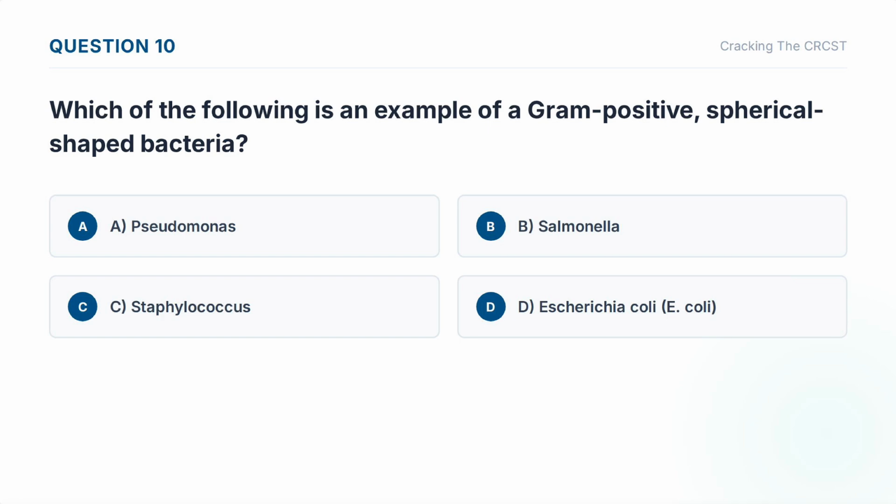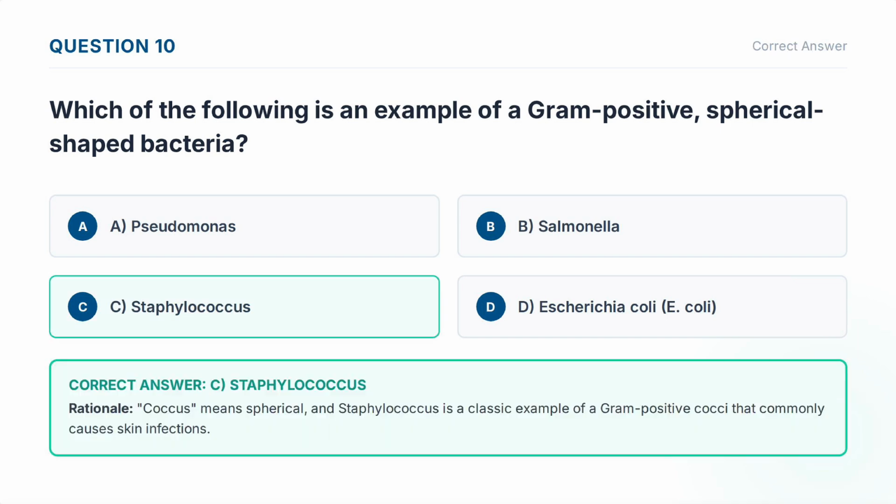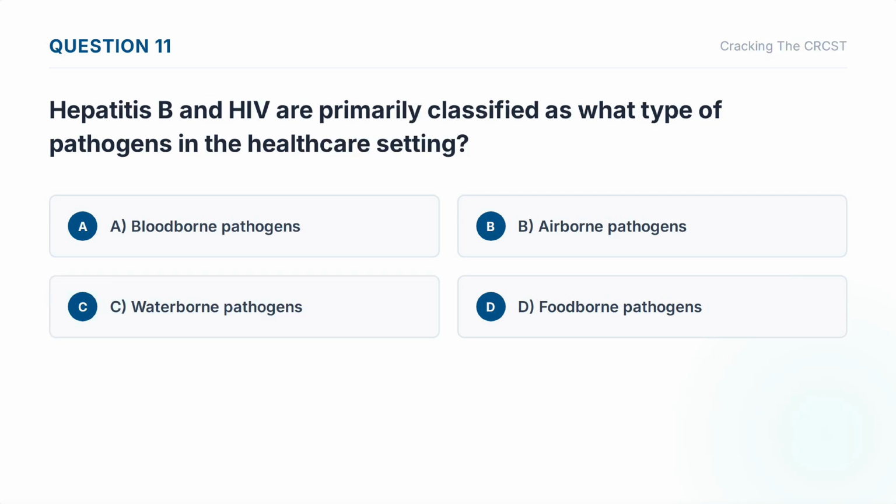Question 10. Which of the following is an example of a gram-positive spherical-shaped bacteria? A. Pseudomonas, B. Salmonella, C. Staphylococcus, D. Escherichia coli, E. coli. Correct answer: C. Staphylococcus. Rationale: coccus means spherical, and Staphylococcus is a classic example of a gram-positive cocci that commonly causes skin infections.